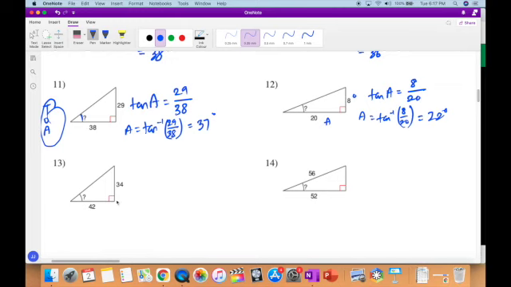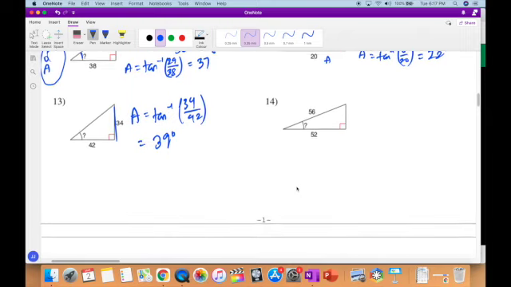So over here we have the same kind of tan situation. So A is the tan inverse of opposite, which is 34, over adjacent 42. Right? So the tan inverse of 34 over 42 gives us what? 39. Yes, very good.